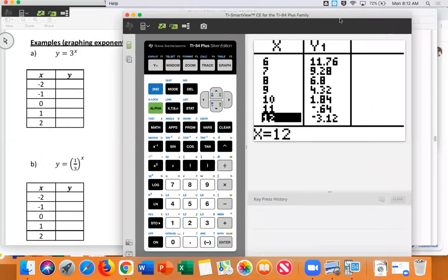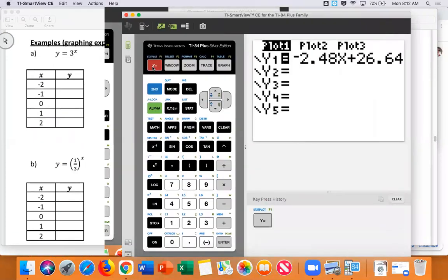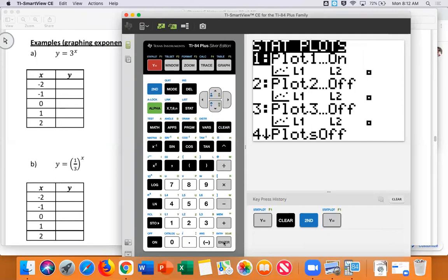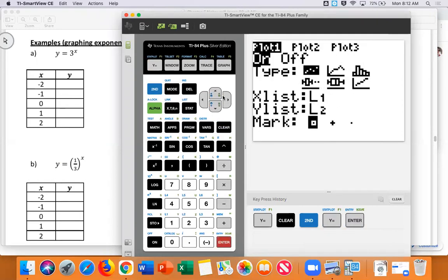All right. The first thing I want to do is hit this y equals button, and we're going to clear out whatever's in there. Let me make sure. Yeah, I have to turn this off. Make sure if your stat plot is on to turn it off. In order to do that, you hit second, y equals.